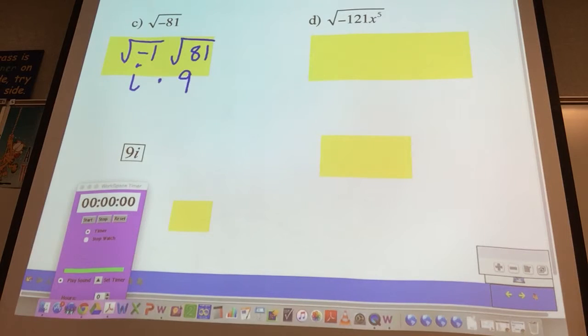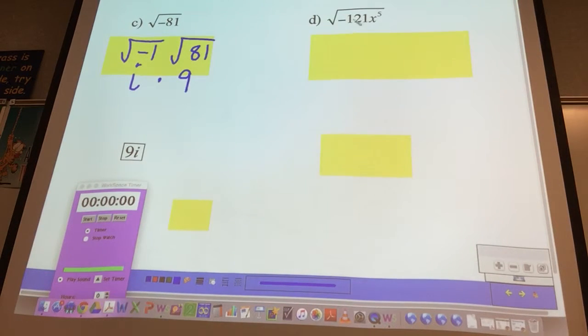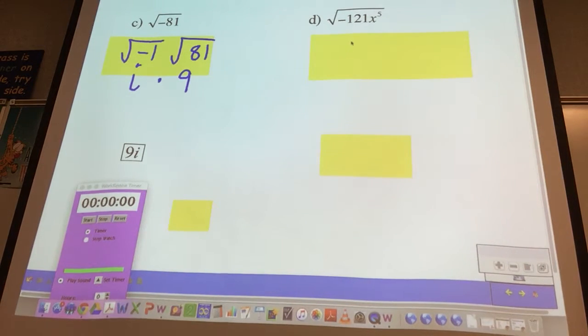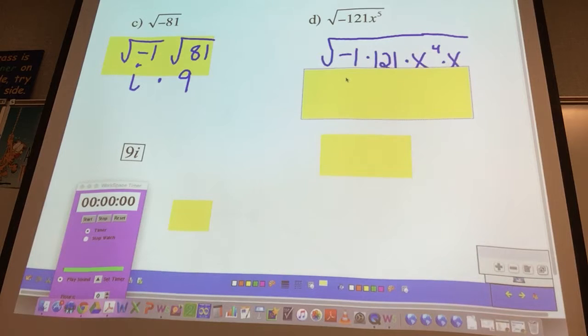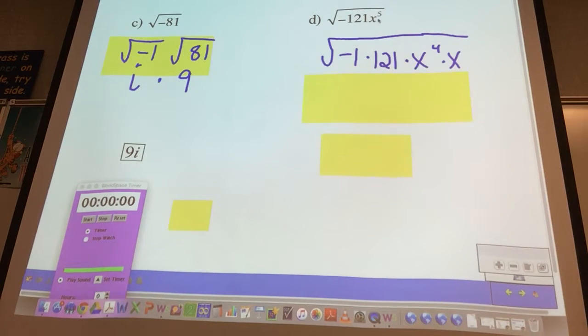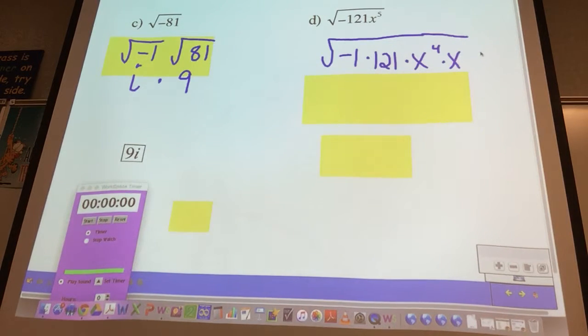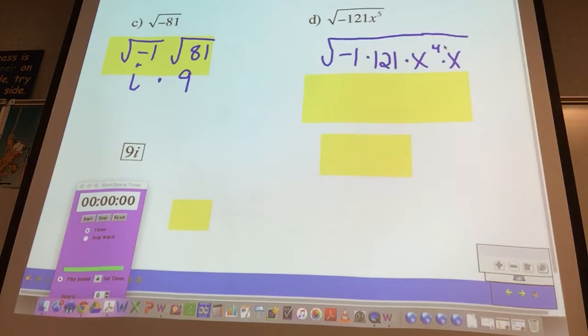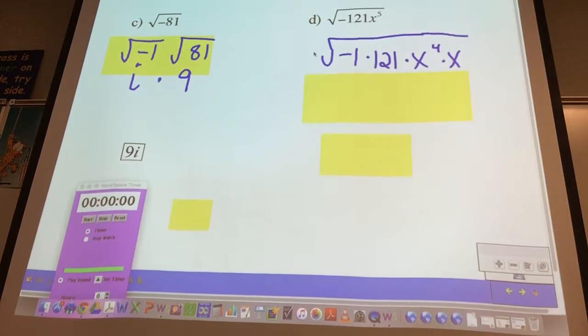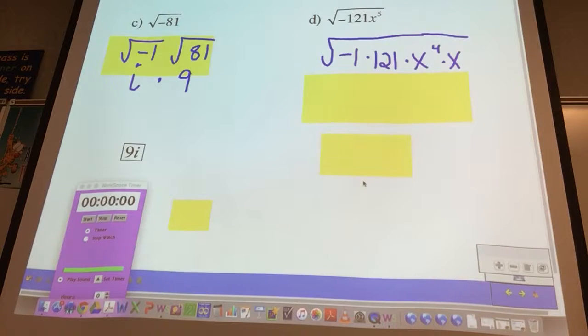Letter D. Does anyone have this one memorized, the square root of 121? 11. Okay, so we have to take out the negative 1 first, and then we're going to take the square root of 121, and then I took the x to the 5th and I split it up into x to the 4th and x to the 1st, because 4 can divide by 2. 5 can't. Any questions on that part of it? That's a review of what we've been doing.